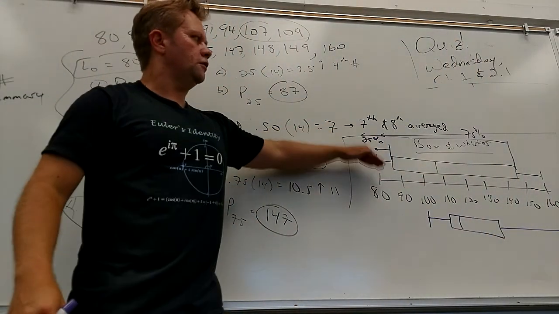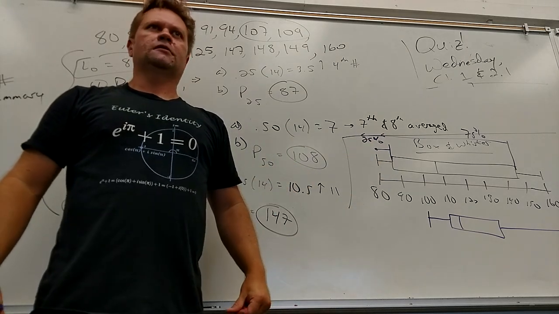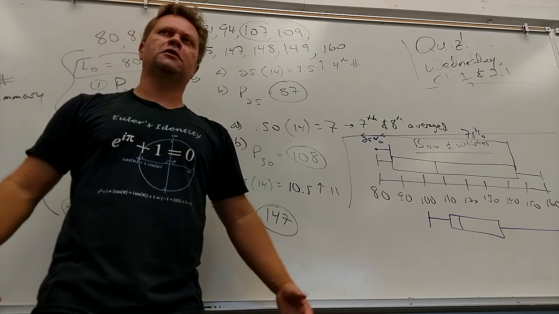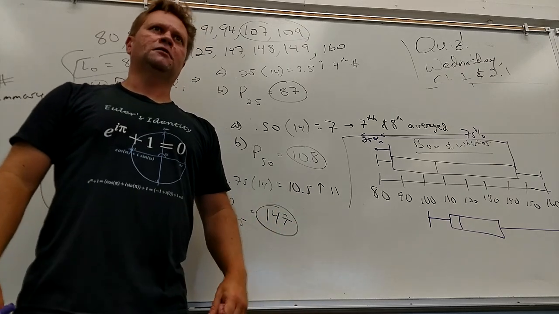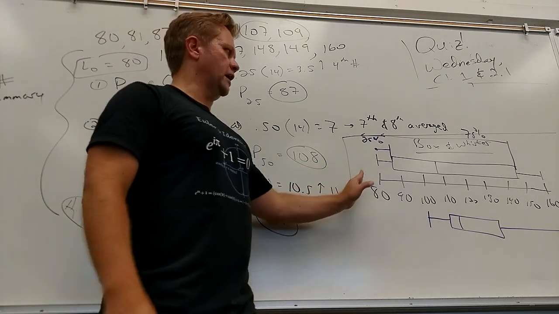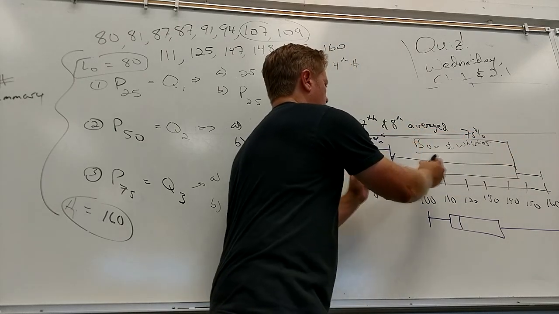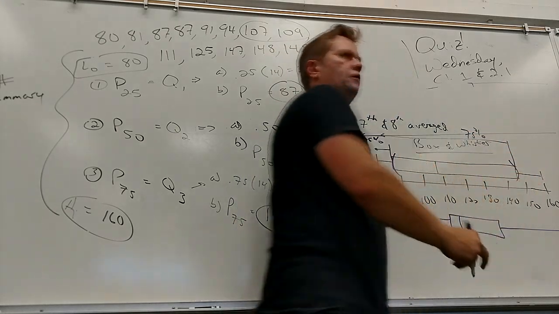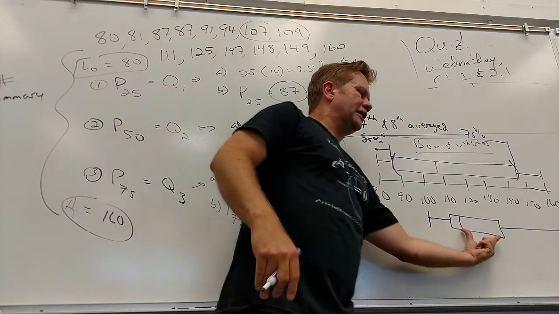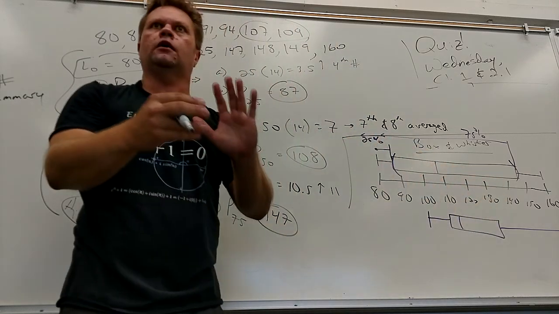Which class would you say the students were more consistent? Which one would have more variation amongst the grades? The first one. It went from 80 to 160, and the middle box is huge. 50% of the students scored between 87 and 147. So here, there's much less variation, 50%. It's a much tighter little area in there.